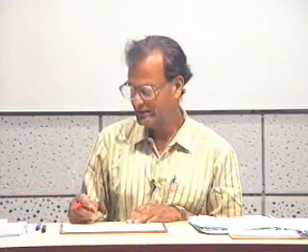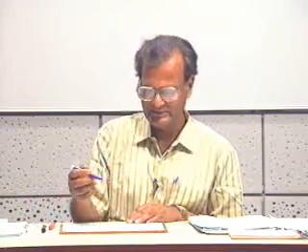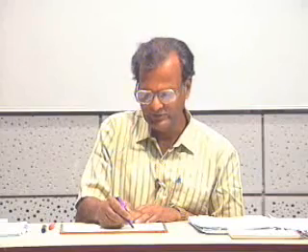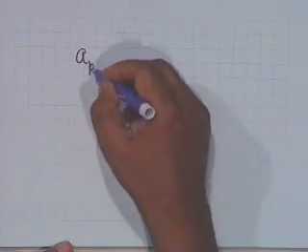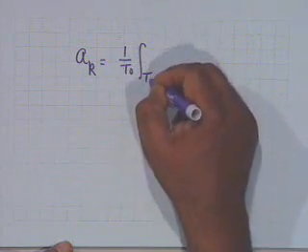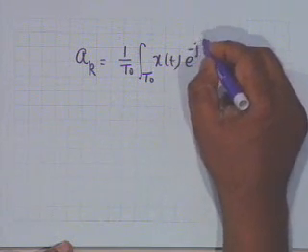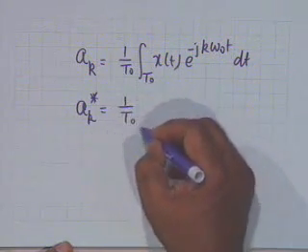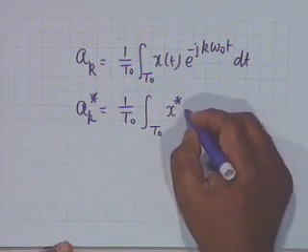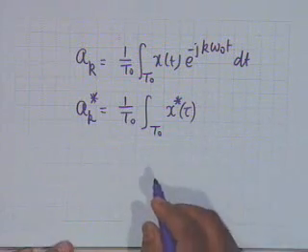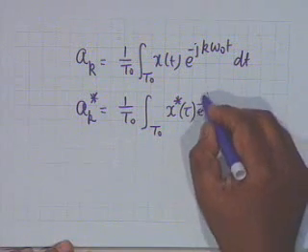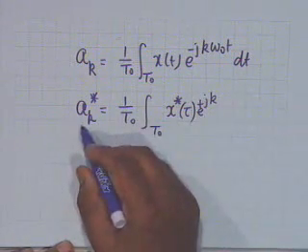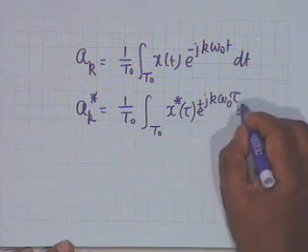The proof is a bit involved, but I'm tempted to do it here because of one of the very important inequalities of mathematics, which it shall evoke. The proof follows like this. Ak is given by 1 by T0, integral over T0, x of t e to the power minus j k omega 0 t dt. And Ak star, its complex conjugate, is given by 1 by T0, integral over T0, x star of tau, we can take any dummy variable because we are integrating over one period, e to the power, not minus, it would be plus because we are taking the complex conjugate, so e to the power j k omega 0 tau d tau.